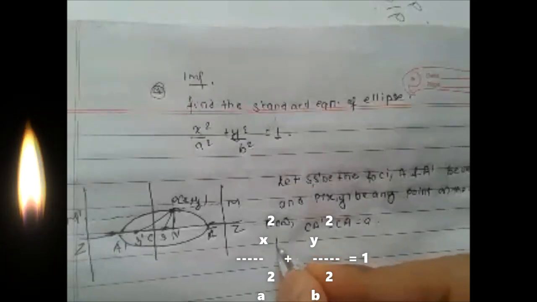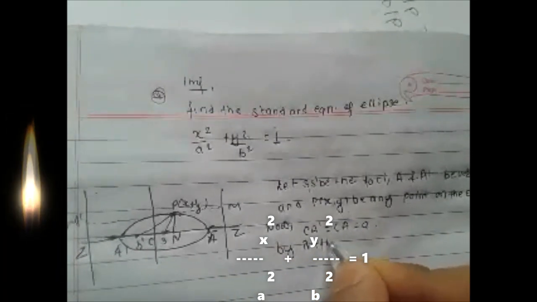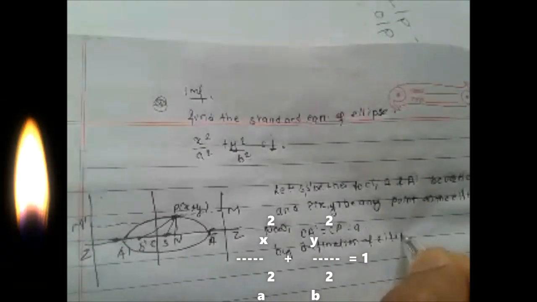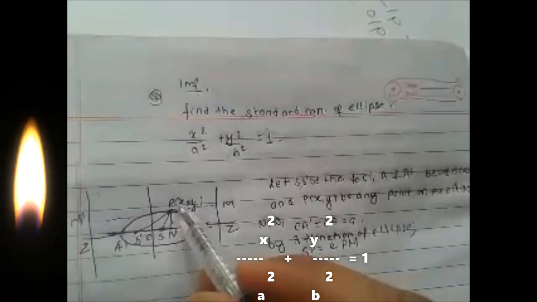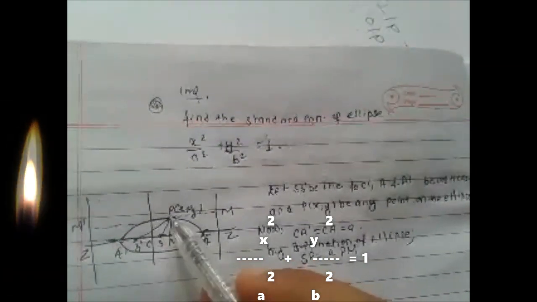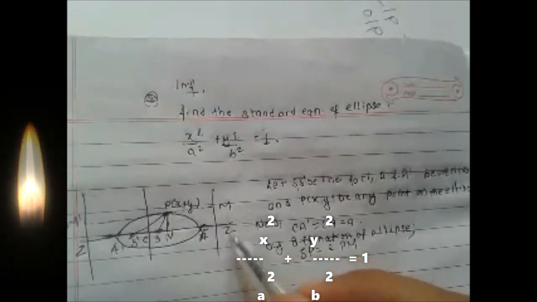By definition of ellipse, we have SP is equal to e times PM, because e is equal to SP by PM, that is the ratio of the distance from a fixed point, that is the focus, to the fixed straight line, that is the directrix. This is one equation, let us regard it as equation 1.